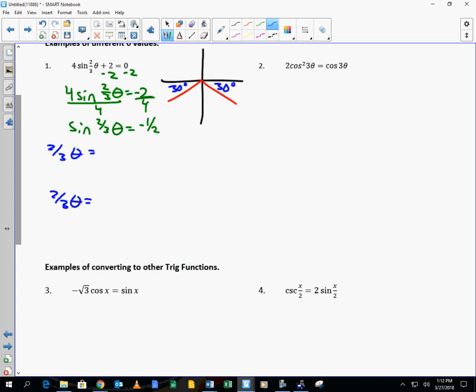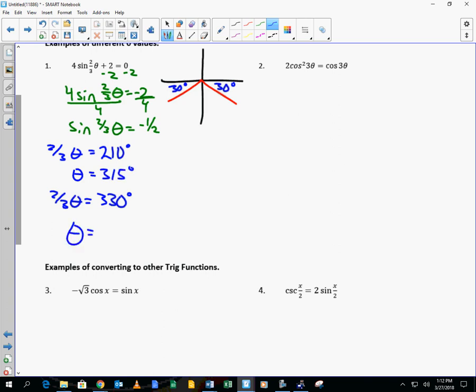So 2/3 theta is equal to what? 210. Because you were 30 degrees past 180, and 330 degrees because you're 30 degrees back of 360. So now the last step is just to solve for theta. Times by 3/2. So theta is equal to, if we take 210 and we multiply by 3, we get 630 divided by 2 will be 315.